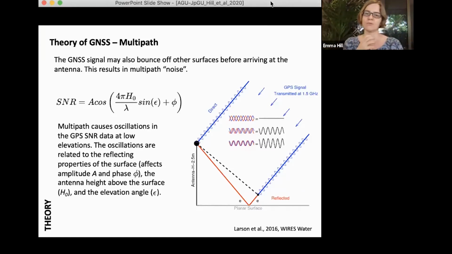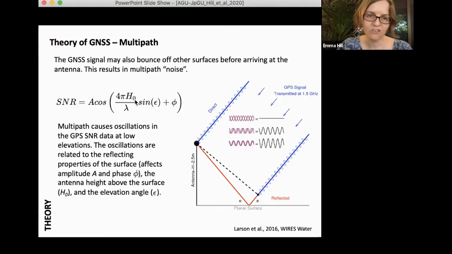And then you get both constructive and destructive interference of the direct and the reflected paths. The result of that interference is that we see in the signal to noise ratio of the GPS signal, so basically the power of the signal that we receive, a sinusoidal wave as a result of that interference. And the description of that is very elegant, and it's related to the properties of the reflecting surface.